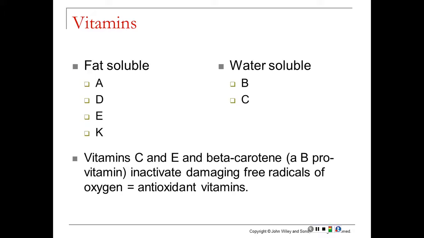Vitamin C and E and beta-carotene, which is a derivative of a B vitamin, inactivate free radicals of oxygen. So they have antioxidant properties to them. So they help fight infections, help keep you healthy, as well as help deplete the body of free radical damage.